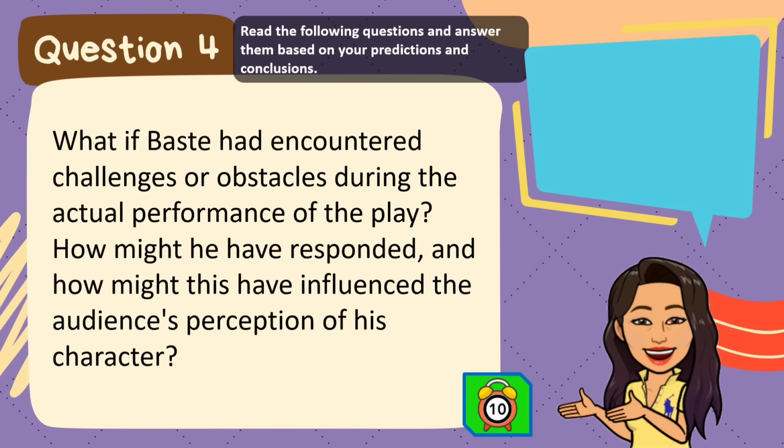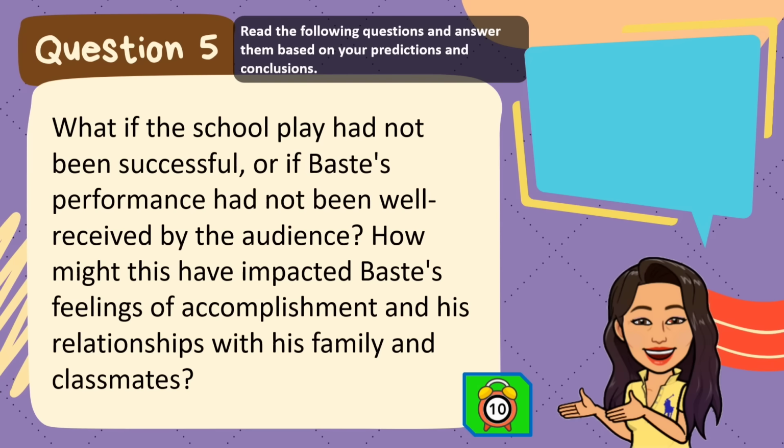Question number 4. What if Bastet had encountered challenges or obstacles during the actual performance of the play? How might he have responded, and how might this have influenced the audience's perception of his character? Question number 5. What if the school play had not been successful, or if Bastet's performance had not been well received by the audience? How might this have impacted Bastet's feelings of accomplishment and his relationships with his family and classmates?